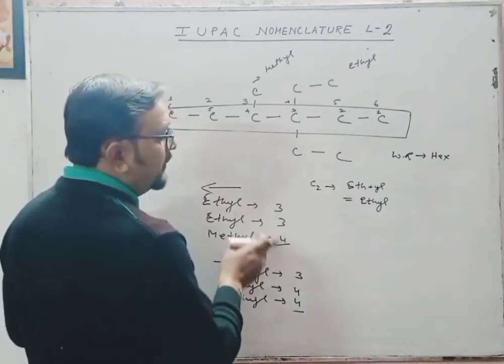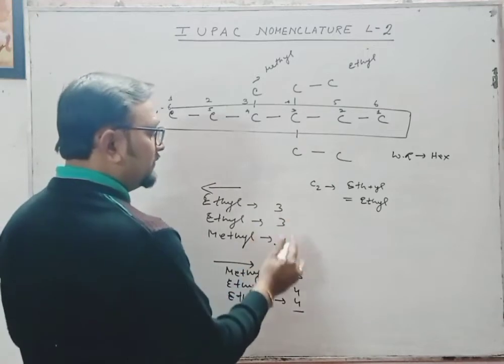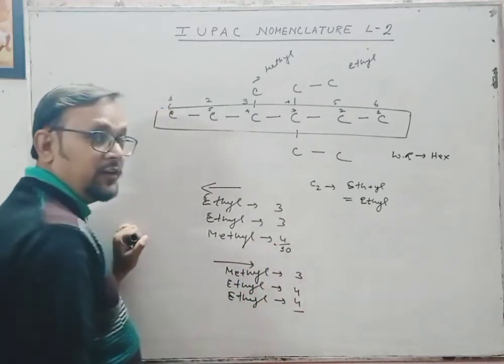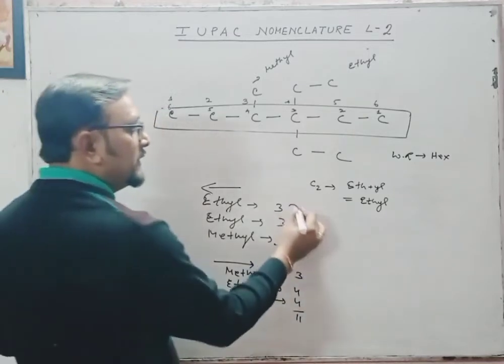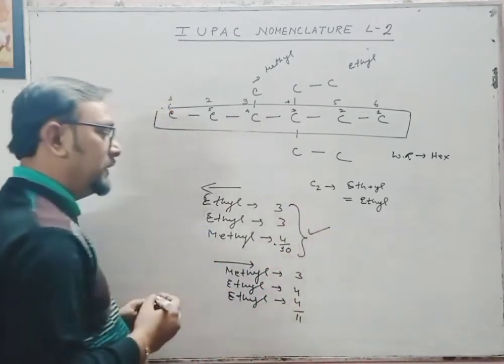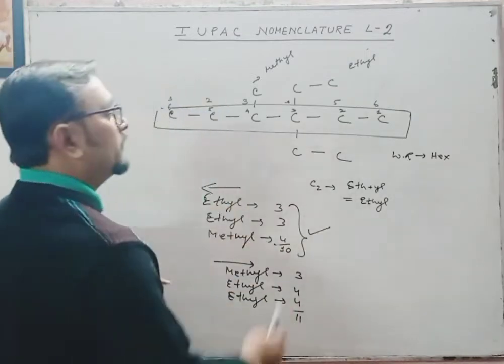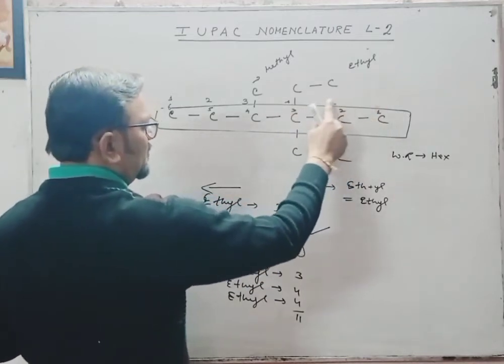So what is the summation here? If I count this, 4 plus 6, 10. If I count this, 8 plus 3, coming 11. So which is minimum? This is the minimum. So which is the correct way of numbering? Yes, this one, 1, 2, 3, 4. So I am erasing the top one.